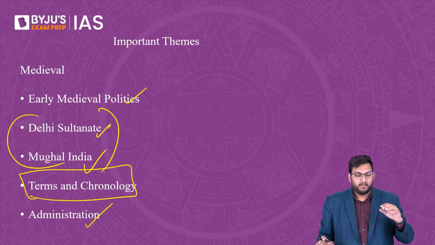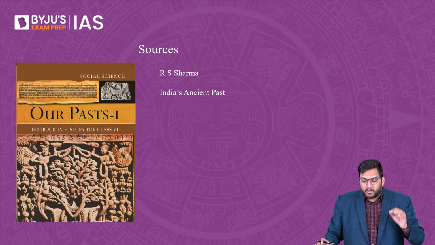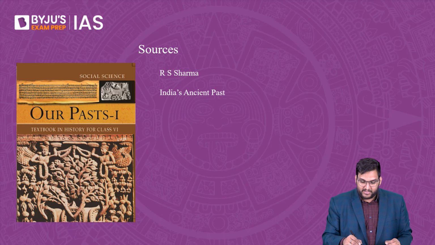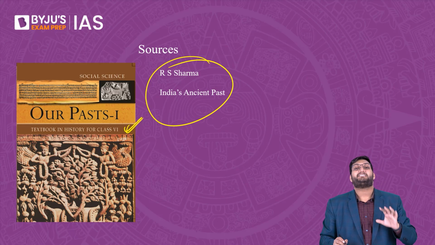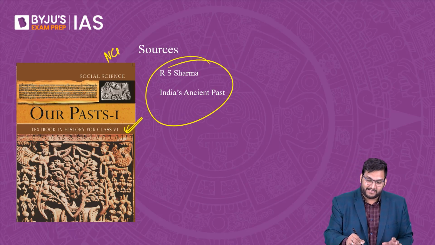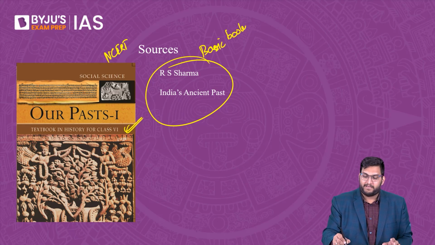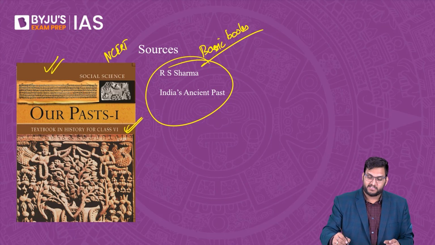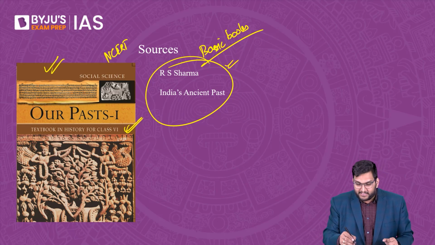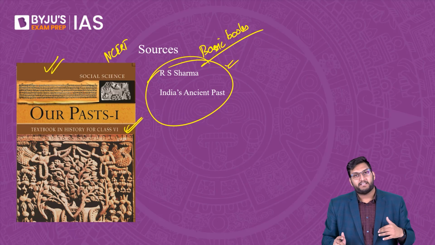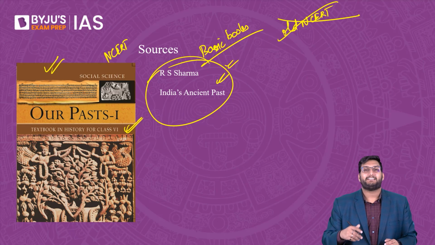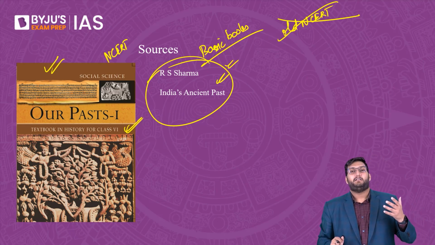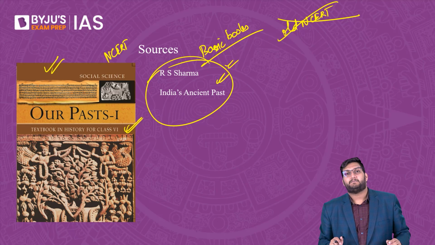Now you need to understand what are the books which you need to read. So for ancient India, we have the class 6th NCERT, new NCERT. R.S. Sharma, India's Ancient Past, is a very important book. This is the NCERT and this is the basic book. Both form a very important duo. This is the foundation, this is the subsidiary book. The R.S. Sharma book is nothing but the old NCERT. So technically, old NCERT you don't need to cover because R.S. Sharma is the old NCERT written via the new publication.